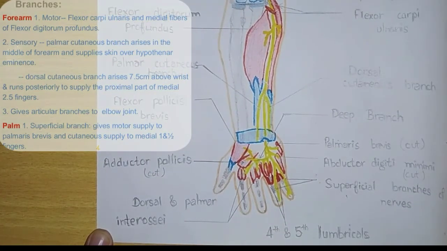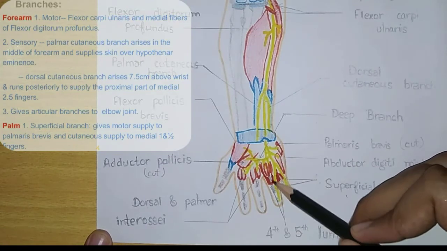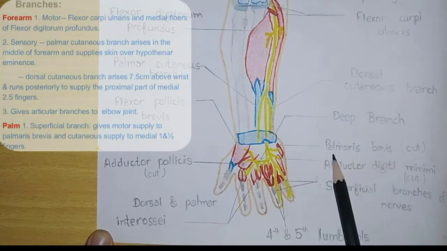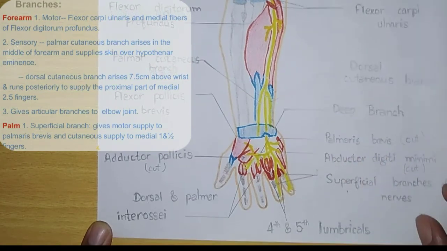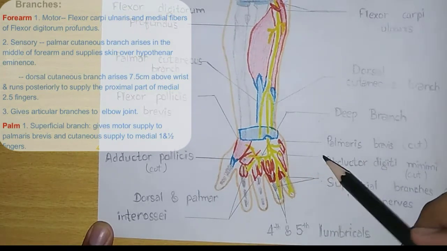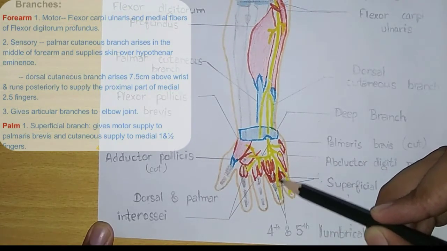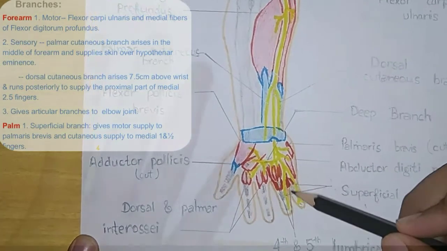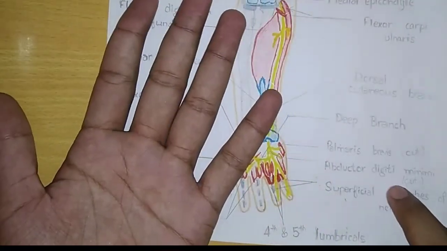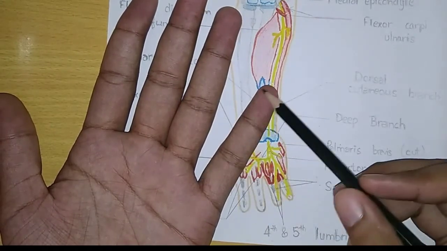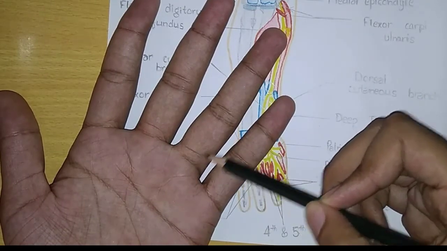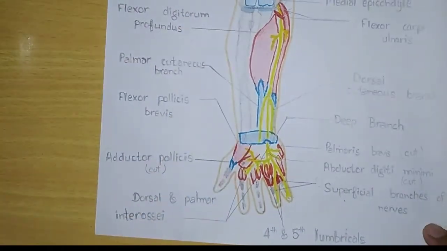After that, the nerve has entered into the palm, and its superficial terminal branch gives motor supply to the palmaris brevis muscle, and it gives sensory supply to the medial 1.5 digits. So the superficial terminal branch gives supply to the little finger and the medial aspect of ring finger.